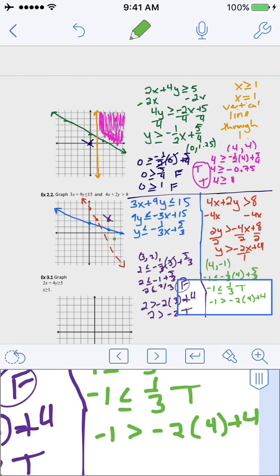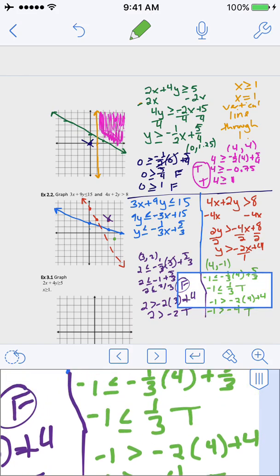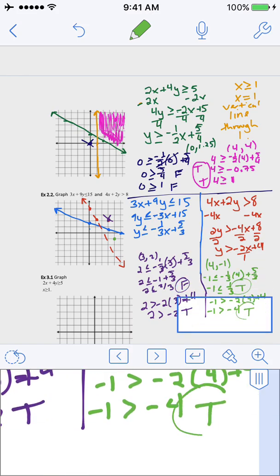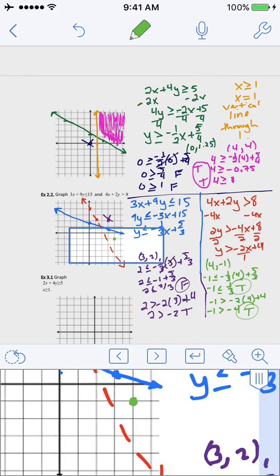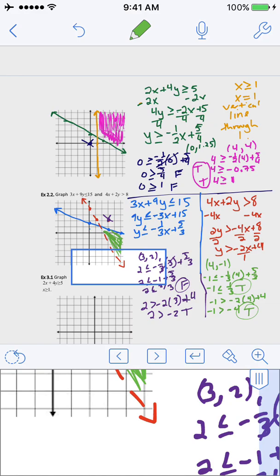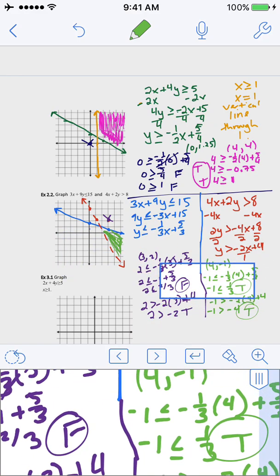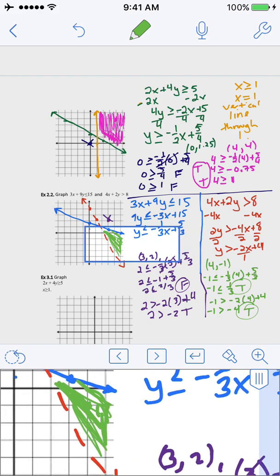Plus 4? Well, that means -1 is greater than -8 plus 4, which is -4. Is that a true statement? Yes, -1 is greater than -4. So we get true and true. That looks like that must be our zone that we want. So just this little triangle right here is the zone that we want, because that's the only place where these guys are going to give us true and true. All right.